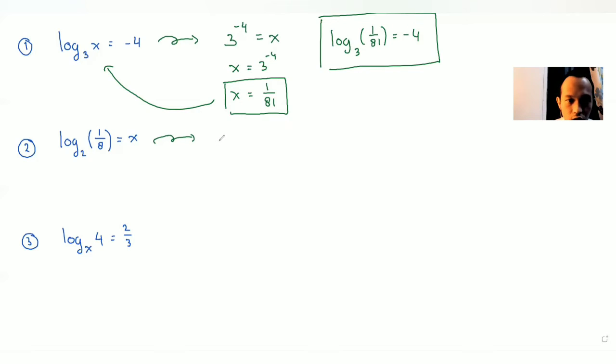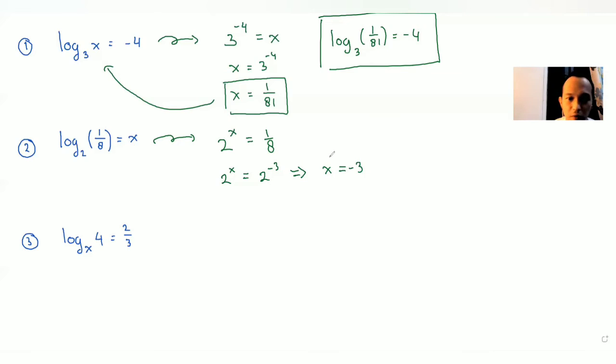So the base is 2, right? And the exponent is x, equals 1 over 8. As we have learned before from exponentials, whenever we have an exponential equation, try your best to make the base the same on the left and the right member. So I will transform the right member: 1 over 8 is 2 to the -3 power. Therefore, x must be equal to -3.